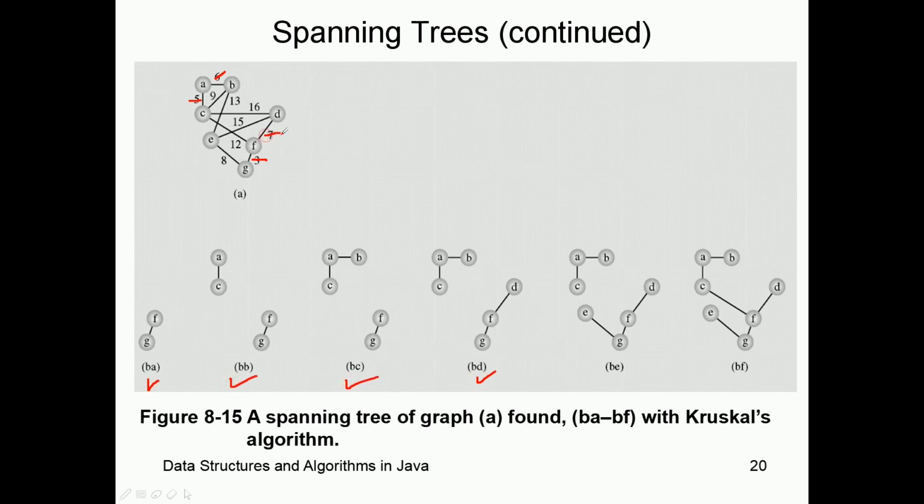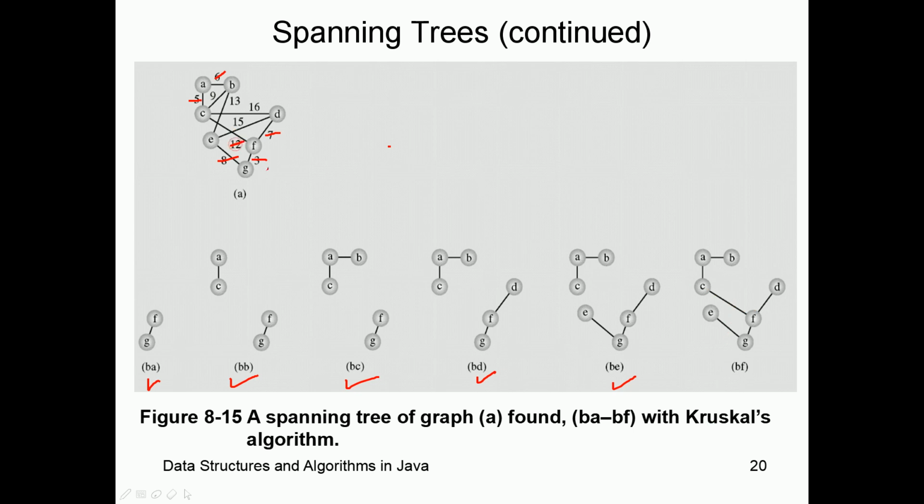So the 7 is removed. Now, which one is the smallest? 8. If I add the E, does it add any cycle? No. So I'm going to add the E. Now, which one is the smallest again? 9. But 9 will create a cycle, so it's not going to be an option. 10, 11, 12. 12 is from F to C. It's not going to create any cycle, so we're going to add it. And this is the 12 that we just added.